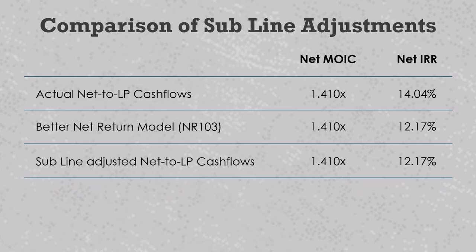A benefit of this approach is that it's a little more intuitive, and the only extra data you need is the subline balance, which you could probably pull off a bank statement. The downside, of course, is that you don't get those subline adjusted net IRRs for individual investments like you do with the better net return model.